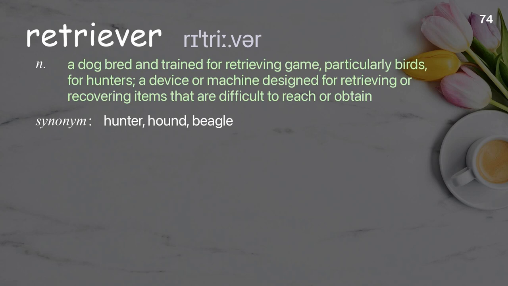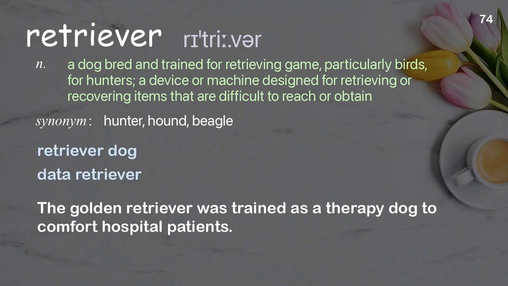Retriever. A dog bred and trained for retrieving game, particularly birds, for hunters, a device or machine designed for retrieving or recovering items that are difficult to reach or obtain. Examples: retriever dog, data retriever. The golden retriever was trained as a therapy dog to comfort hospital patients.